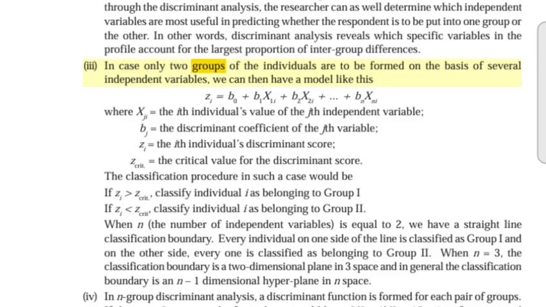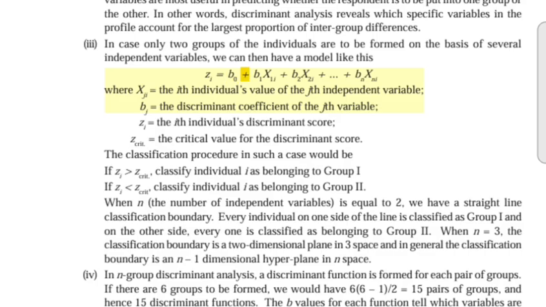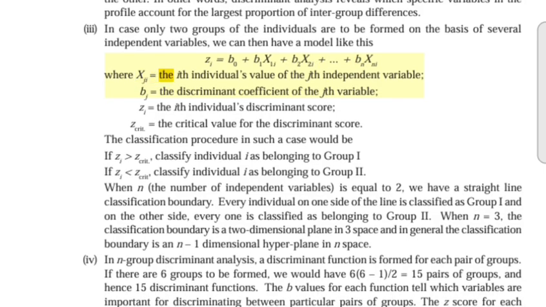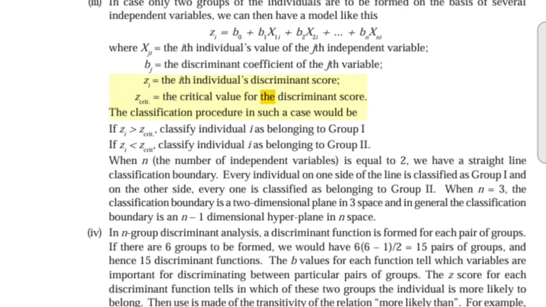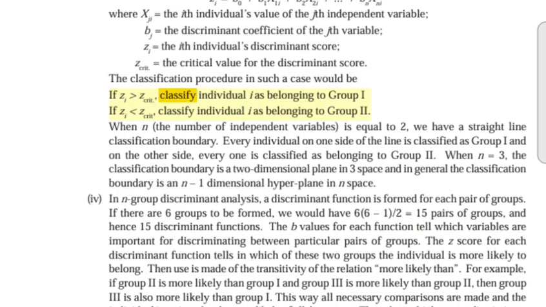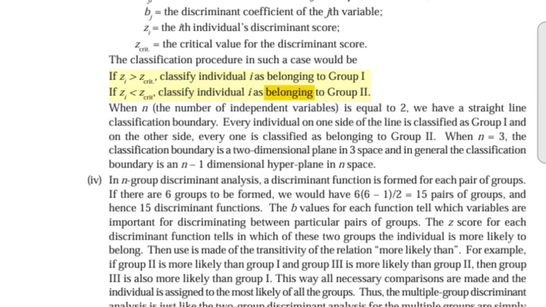In case only two groups of individuals are to be formed on the basis of several independent variables, we can then have a model like this: Zi equals b0 plus b1x1i plus b2x2i plus ... plus bnxni, where xji equals the ith individual's value of the jth independent variable, bj equals the discriminant coefficient of the jth variable, Zi equals the ith individual's discriminant score, and Zcrit equals the critical value for the discriminant score. The classification procedure in such a case would be: if Z is greater than Zcrit, classify individual i as belonging to group 1. If Z is less than Zcrit, classify individual i as belonging to group 2.